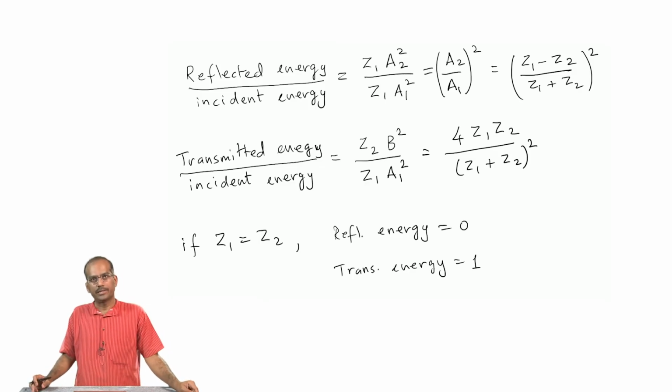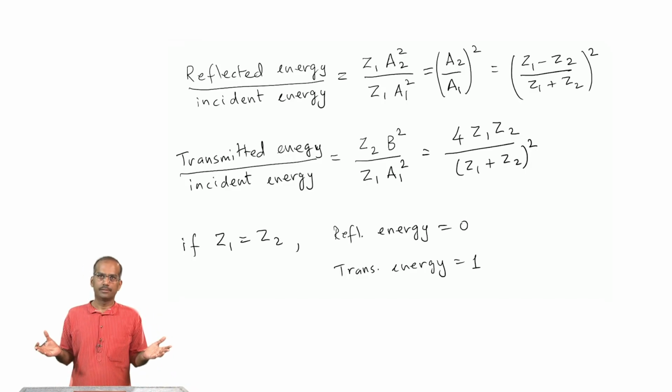That should not be surprising, because after all Z1 equal to Z2 implies that both the media, the one on the left side and the one on the right side across the boundary, have exactly the same impedance, which means that as far as the wave is concerned, it does not see a change in media at all if the impedances are exactly equal.